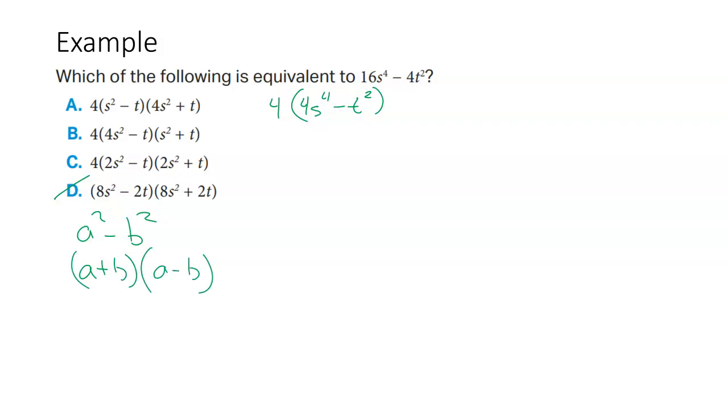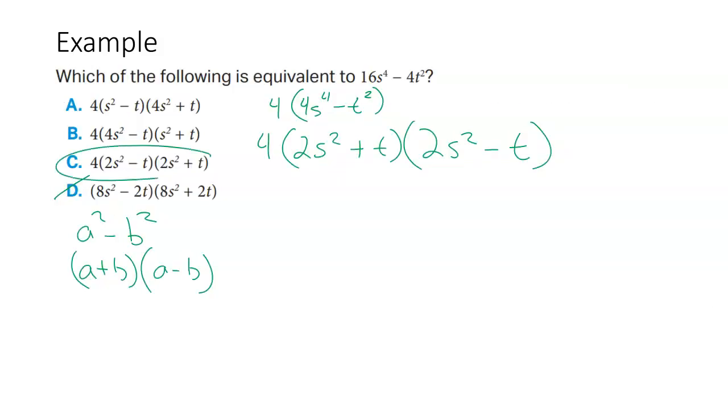Okay? So then I look at those values for a squared and b squared and I square root them, and that's going to let me factor it. So I bring down my 4, but what's the square root of my first term? 2s squared. What's the square root of my second term? Just t. I'm going to have that twice. 1 plus, 1 minus. Okay, the difference of squares.